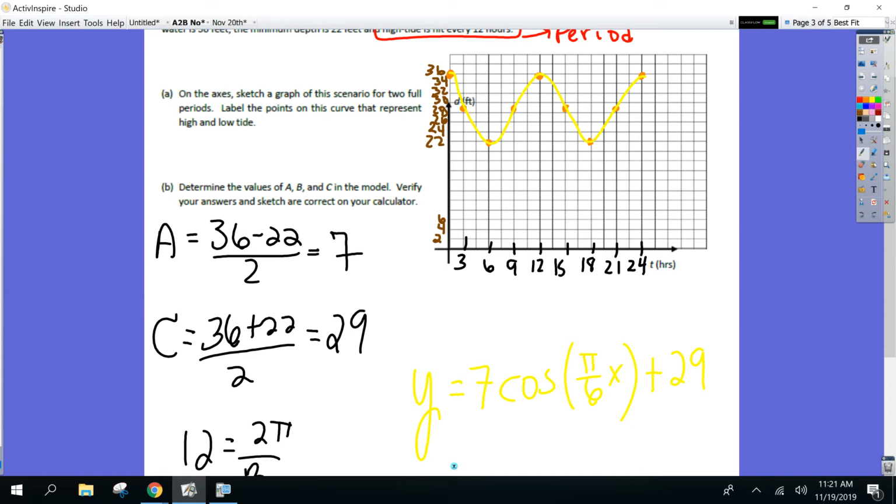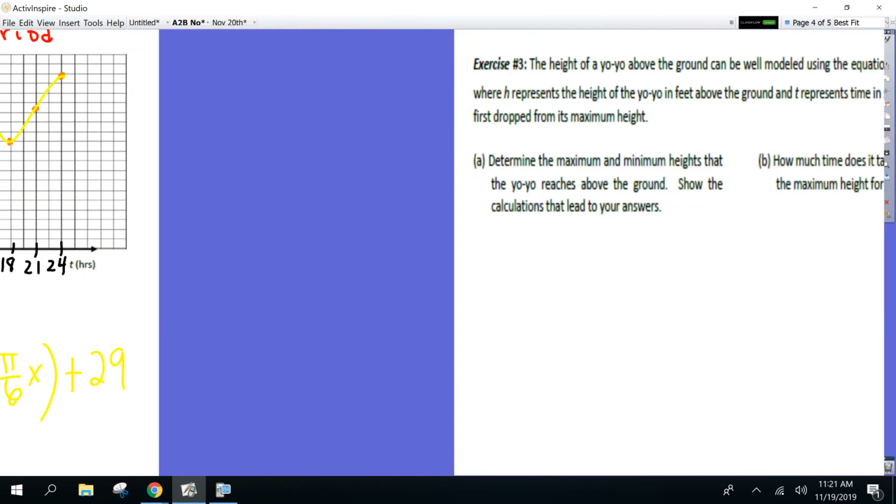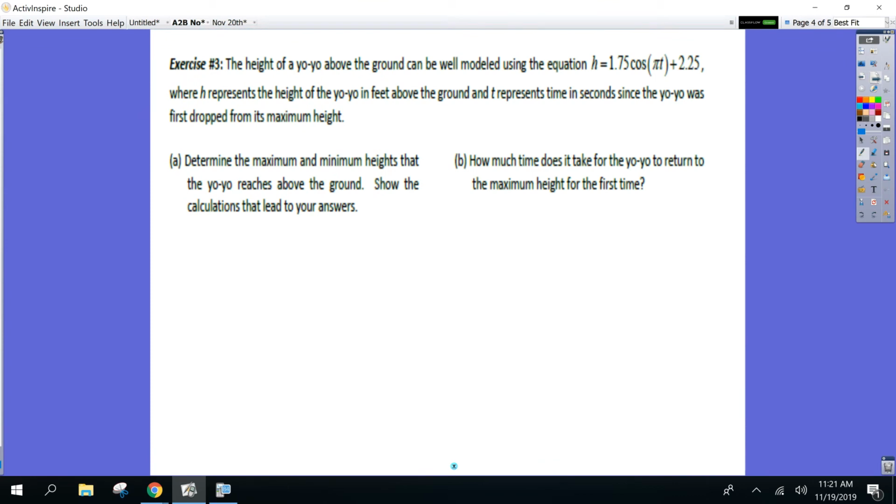Okay. Anything from you guys? High tide, low tide? Good. Yo-yo. I guess we can do a yo-yo too, right? Starts up here, down, come back up. Max, min, back up to the max. Cosine curve, right?